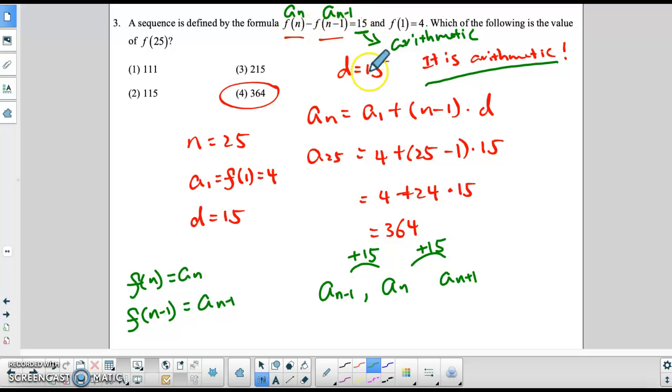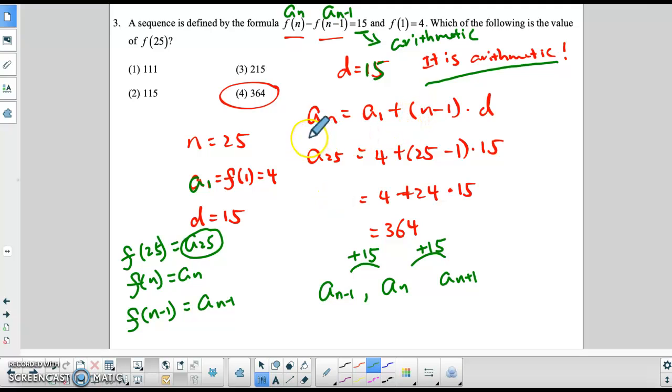So let's list it here. So d equals 15. Okay, f of 1 also means a1, equal to 4. We need to find f of 25. Once again, guys, if you do not like it, you can write it as a25. Basically, it's asking you to find the value of the 25th term.